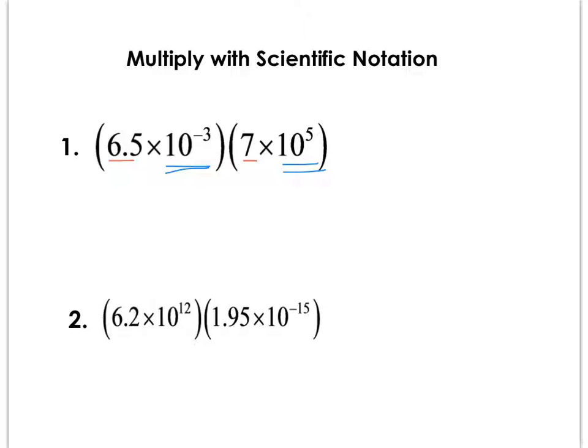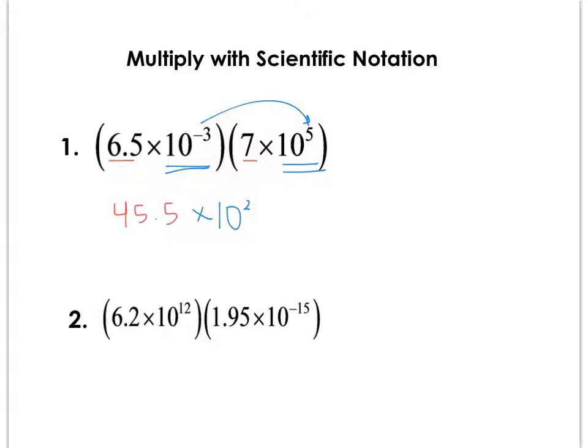and I get 45.5, and then 10 to the negative third and 10 to the fifth. Negative 3 plus 5 is really 2, so that's 10 to the second. So my answer is 45.5 times 10 to the second.